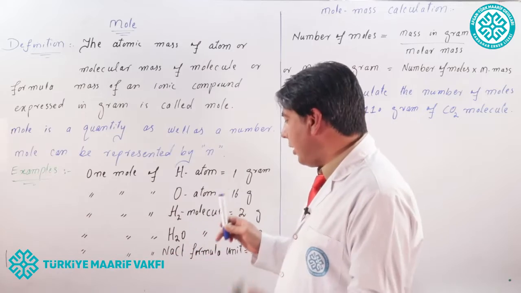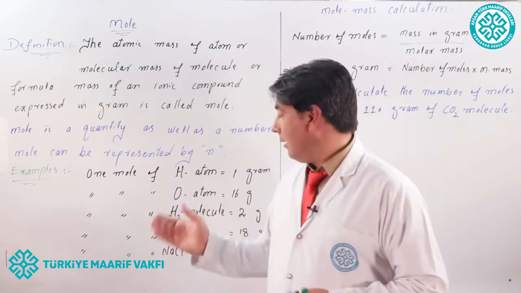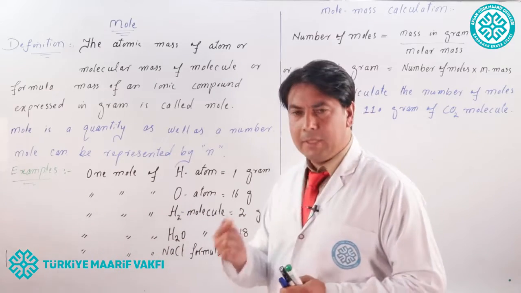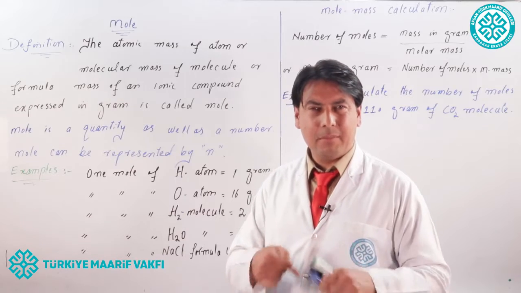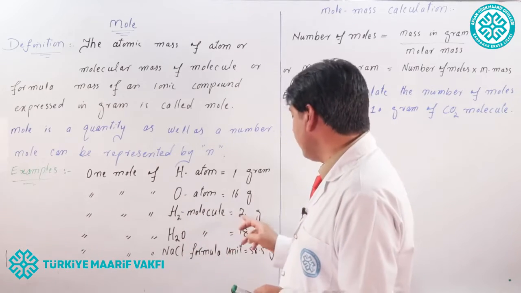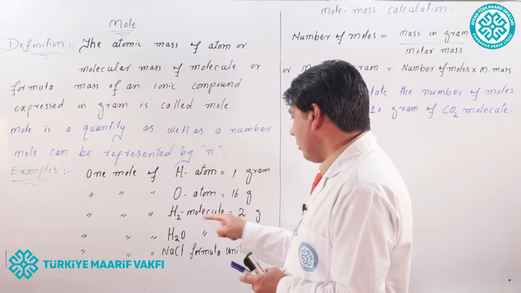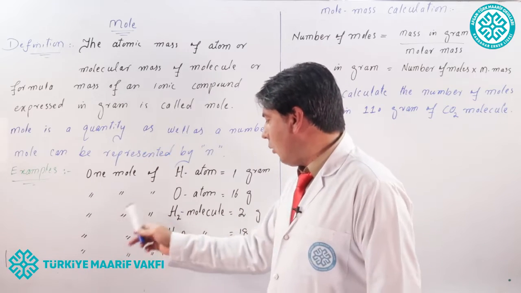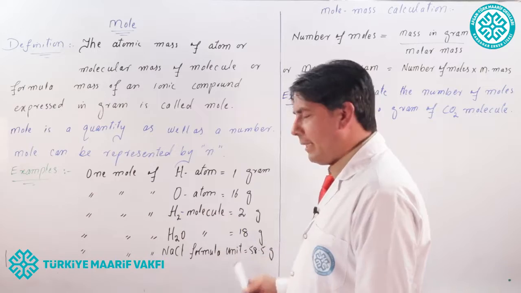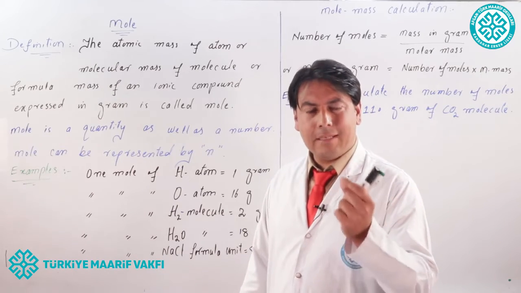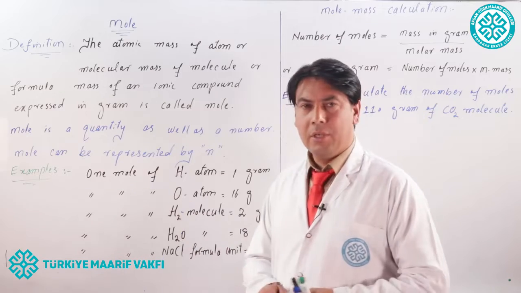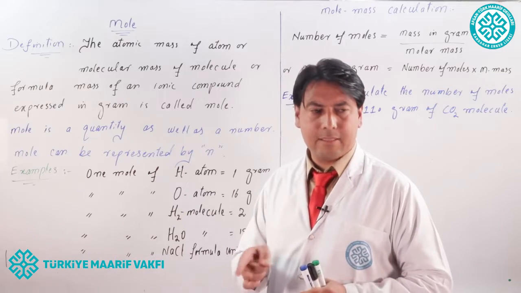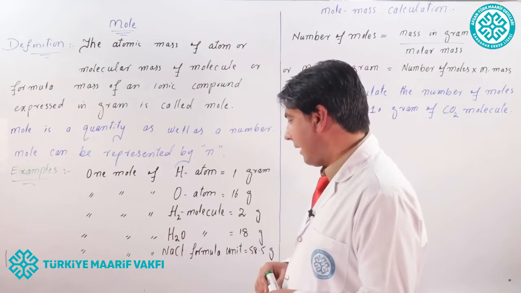1 mole of hydrogen molecule: when two hydrogen atoms combine together, they will form a molecule. So atomic mass of 1 hydrogen atom is 1. What will be the atomic mass of 2 hydrogen? 2 multiplied by 1 is equal to 2 and replaced by gram. So 1 mole of hydrogen molecule is equal to 2 gram. Similarly, 1 mole of water molecule is equal to 18 gram, because 1 hydrogen has atomic mass 1 and there are 2 hydrogen, so their atomic mass will be 2, and oxygen atom has atomic mass 16. So 16 plus 2 is equal to 18 gram.